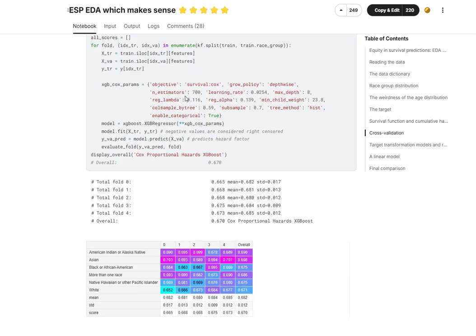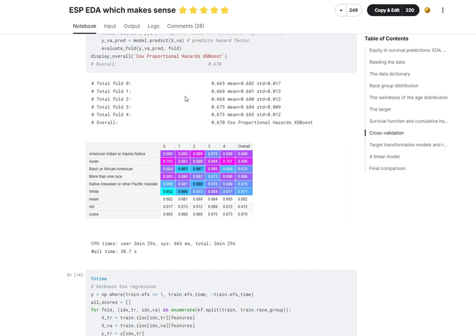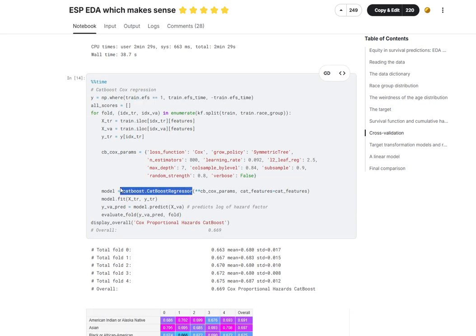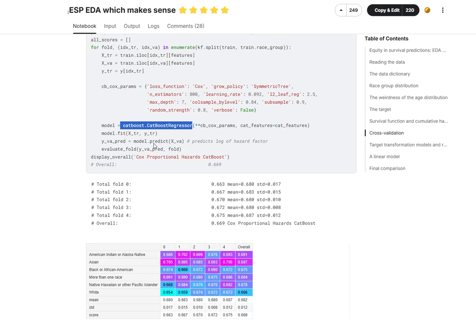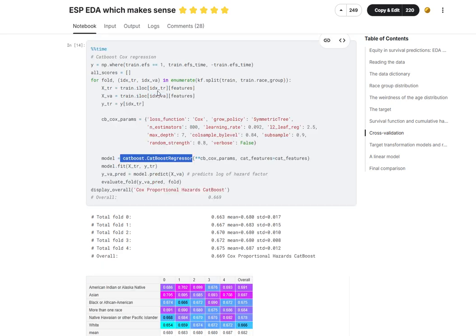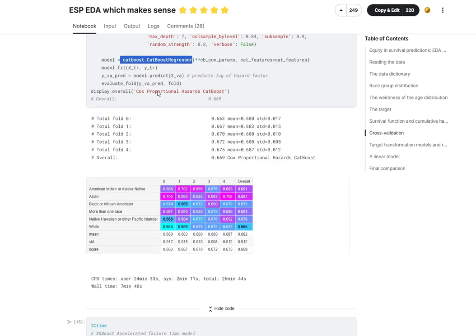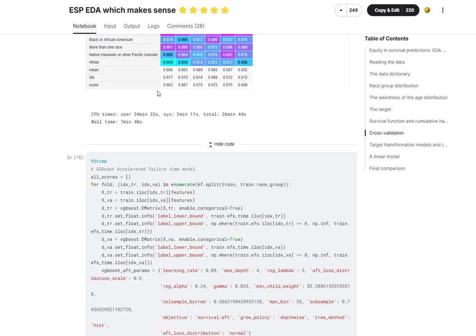assess its performance. This cell is very similar to the previous one, but it uses CatBoost instead of XGBoost. CatBoost is another gradient boosting library that often performs well, especially with categorical features. It uses the same Cox Proportional Hazards objective and the same trick with the negative fs time for censored data. The hyperparameters are, of course, different, reflecting settings that might work well for CatBoost. Now things get a bit more complex.